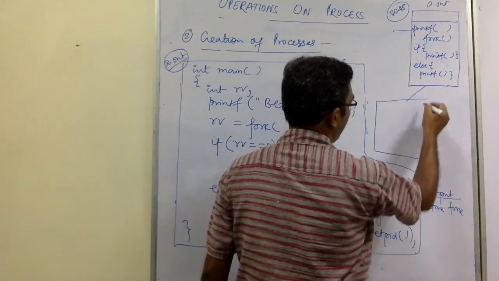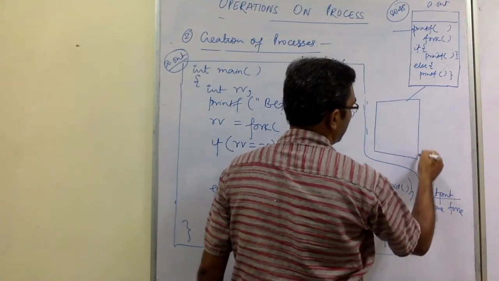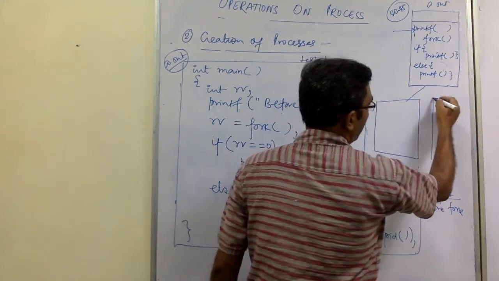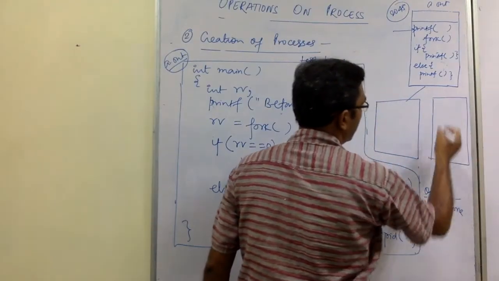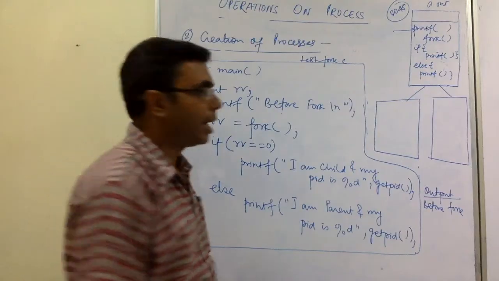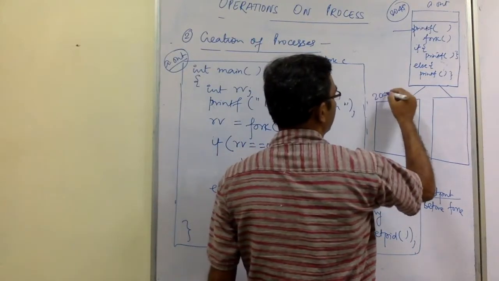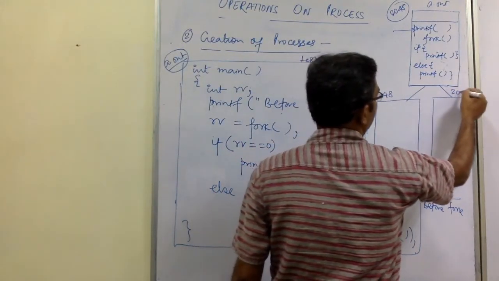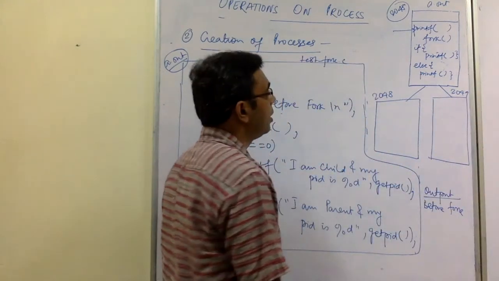will create another process. And let us assume that this is a new process that gets created. Its process identifier is 2049.